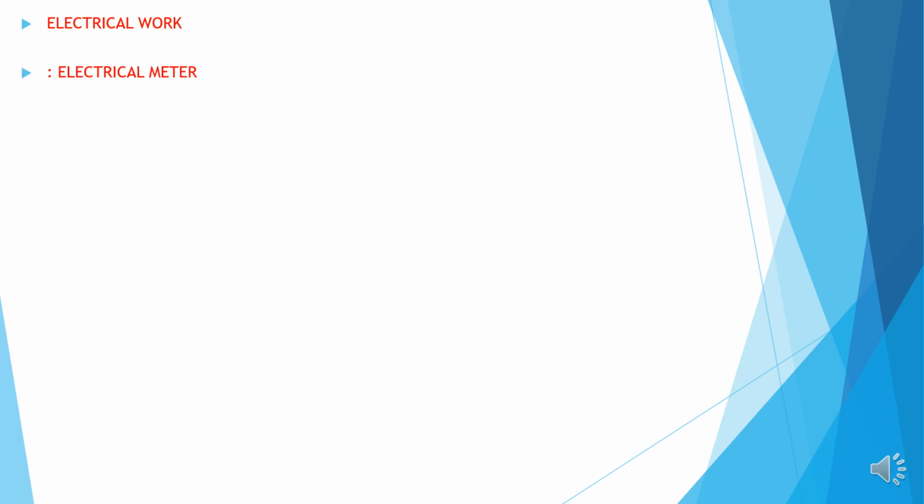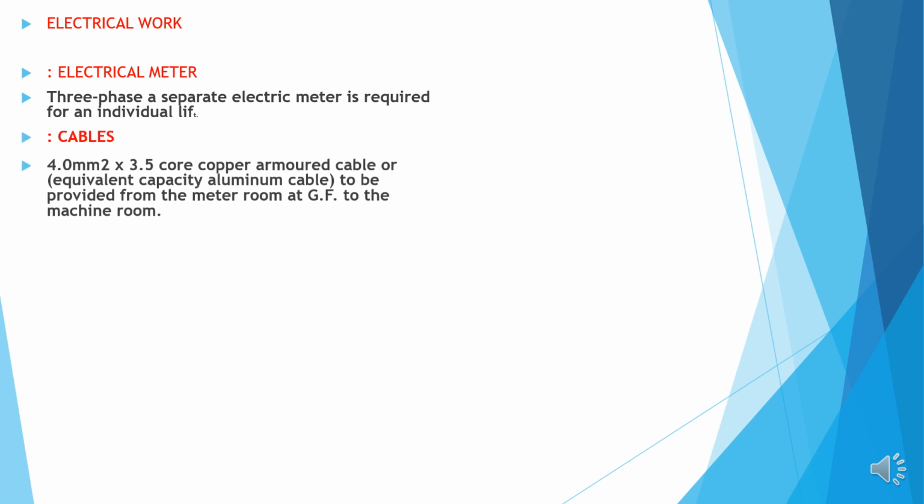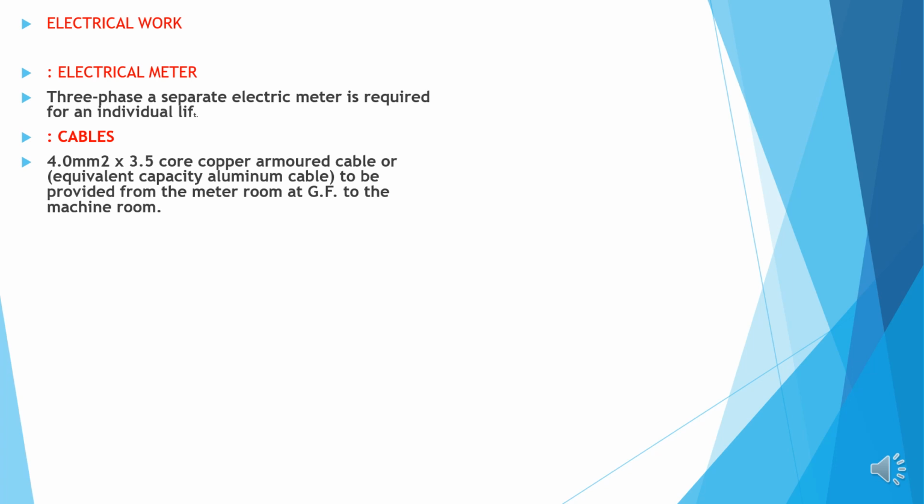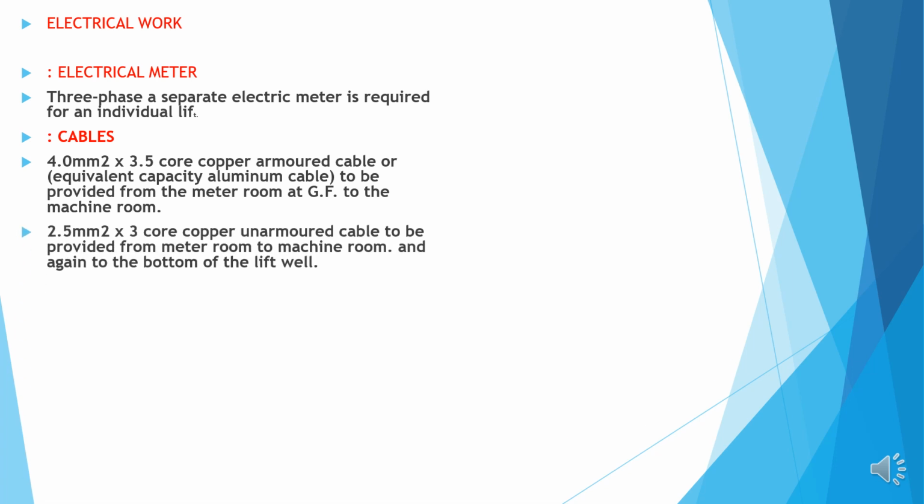Electrical work. Electrical meter. A 3-phase separate electrical meter is required for an individual lift. Cables. 4 by 2 into 3.5 core copper armored cable or equivalent capacity aluminum cable to be provided from the meter room at the ground floor to the machine room. 2.5 mm by 3 core copper armored cable to be provided from the meter room to the machine room and again to the bottom of the lift well.